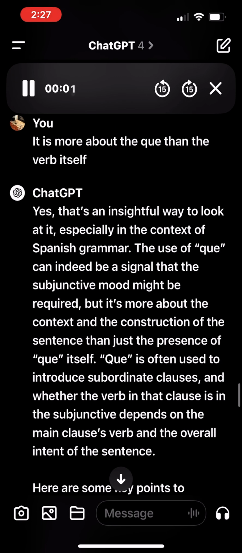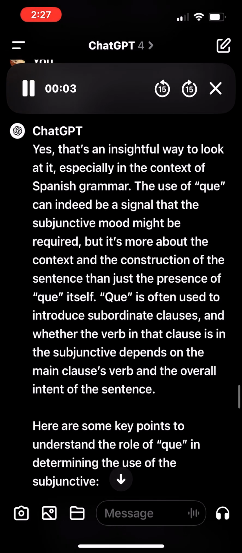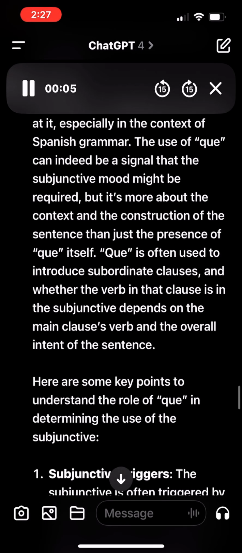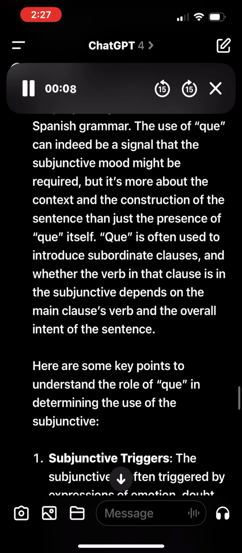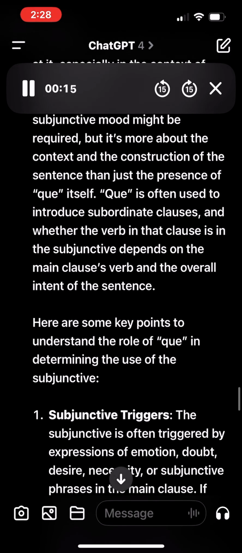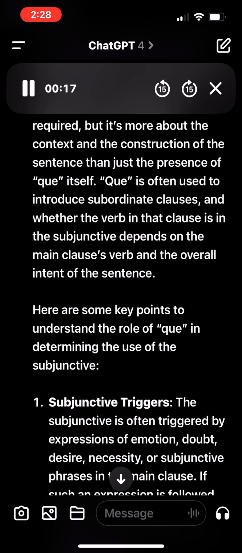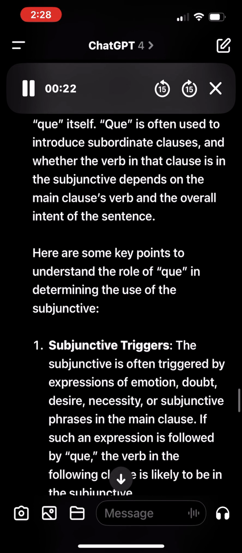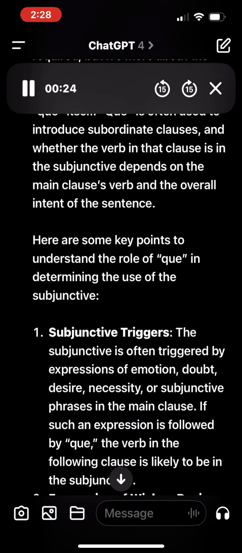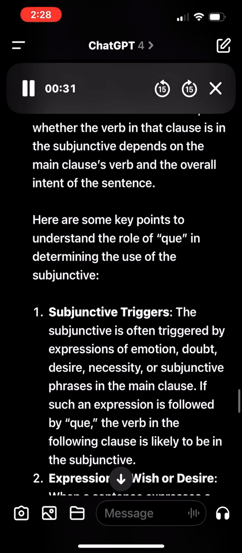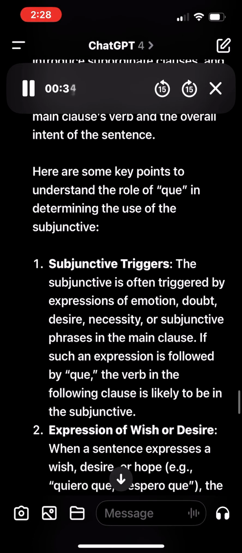Yes, that's an insightful way to look at it, especially in the context of Spanish grammar. The use of que can indeed be a signal that the subjunctive mood might be required, but it's more about the context and the construction of the sentence than just the presence of que itself. Que is often used to introduce subordinate clauses, and whether the verb in that clause is in the subjunctive depends on the main clause's verb and the overall intent of the sentence. Here are some key points to understand the role of que in determining the use of the subjunctive.